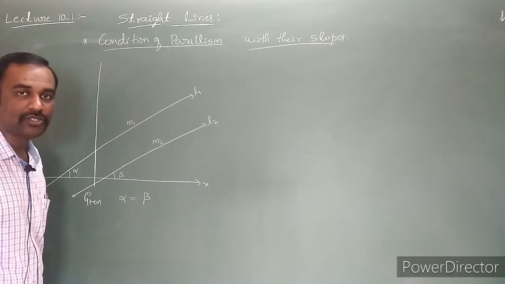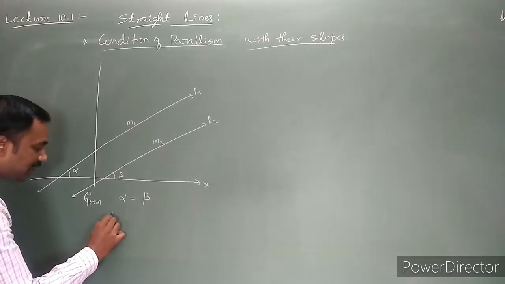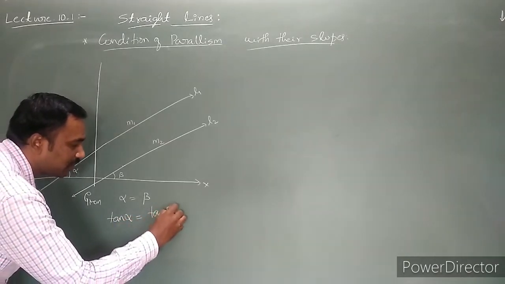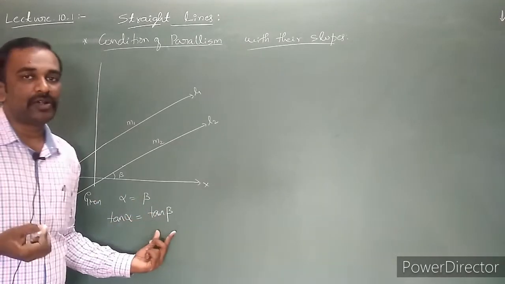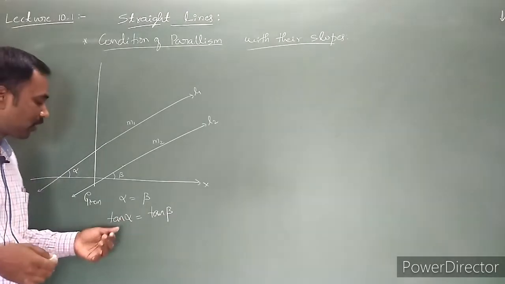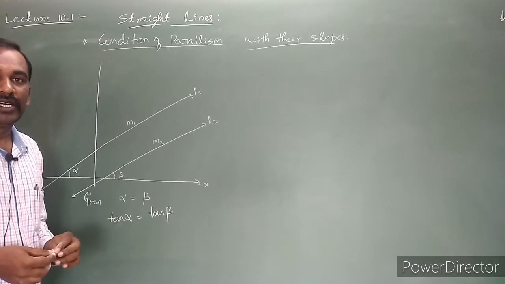Can I take the tan ratio on both sides? Taking tan ratio on both sides, what happens? Tan alpha is equal to tan beta. Always, just for trigonometry, we can take it in this manner. Okay, tan alpha is equal to tan beta.